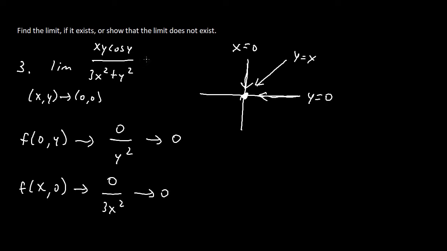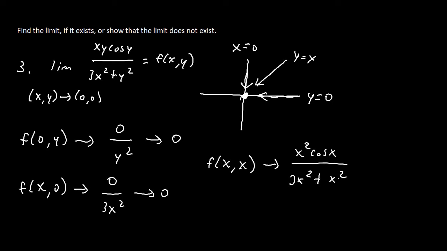If this multivariable function can be written as f of x comma y, this time we're going to substitute x for y. So we're actually going to find f of x comma x. We're going to substitute that in right there. And so when I do that, we'll get x times x, so x squared cosine of x over 3x squared plus x squared. So that will lead us to x squared cosine x over 4x squared. Notice the x squareds will cancel, and so we're left with cosine x over 4.